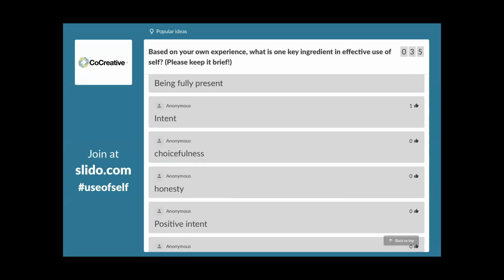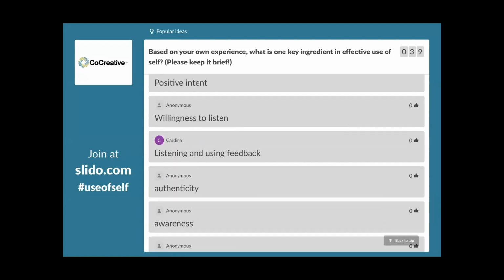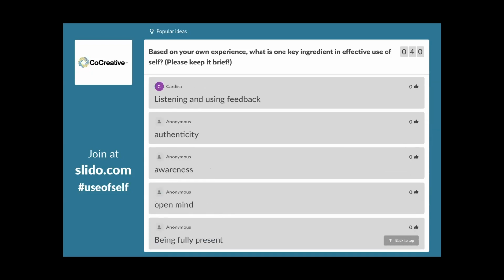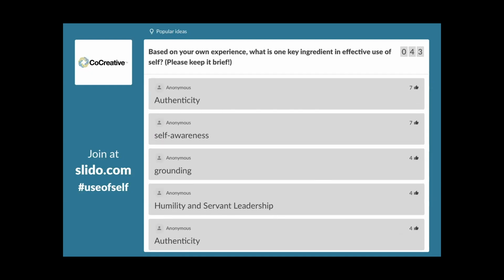Seeing authenticity come up a lot, Hassan. Yeah, I can't see the entire list. Authenticity, being fully present, honesty. And there's a way to upvote them through clicking on them, correct? Yep. So you can either add new ones or you can upvote them so we can see what are the ones that are really resonating for folks. And authenticity is rising to the top.